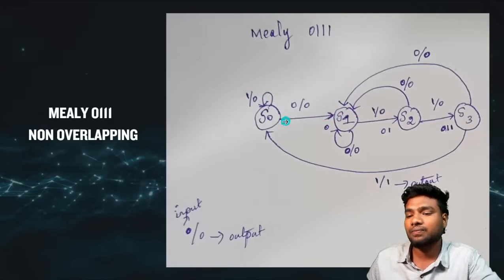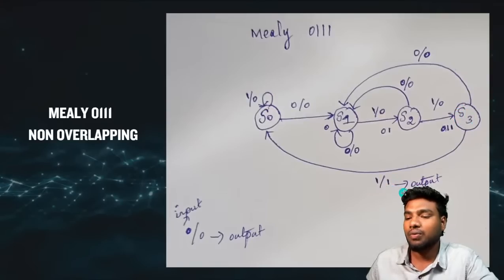So in the Mealy machine, there are states, and I want to detect this sequence. If the input is 1 it will stay in the same state. If the input is the expected bit it will move to the next state, but my output is 0. Why? Because only at the final state of the FSM will I get my output. So you can see here 1 by 1. This means I got my sequence, I successfully detected the sequence, and I represent that by using 1 by 1.